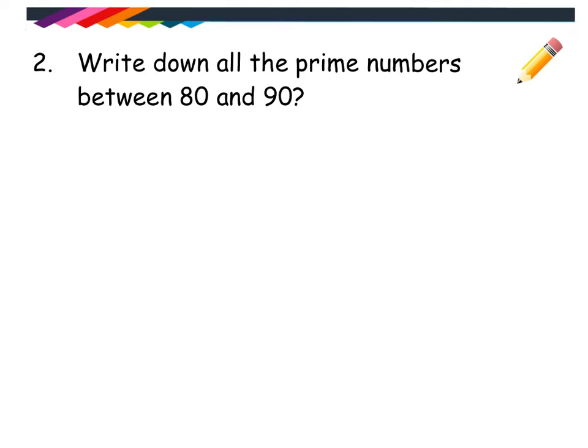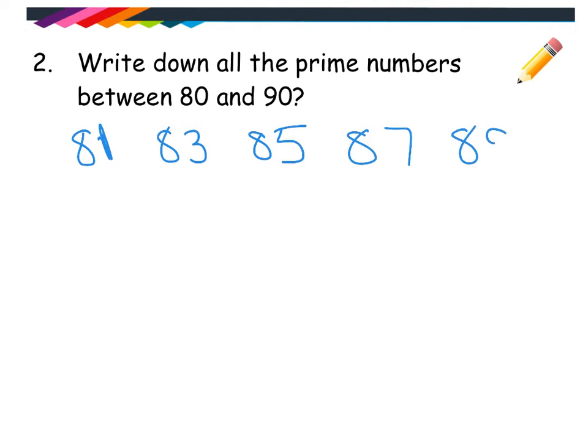So my next question is sometimes asked in tests. Write down all the prime numbers between 80 and 90. So basically what you do here is you write down all the odd numbers. I'm going to write them down, but you would probably just go through them in your head. So we write down all the odd numbers because we've already ruled out the evens. Right, 81 definitely isn't prime because it's 9 times 9. 85 definitely isn't because it ends in a 5, so it divides by 5.